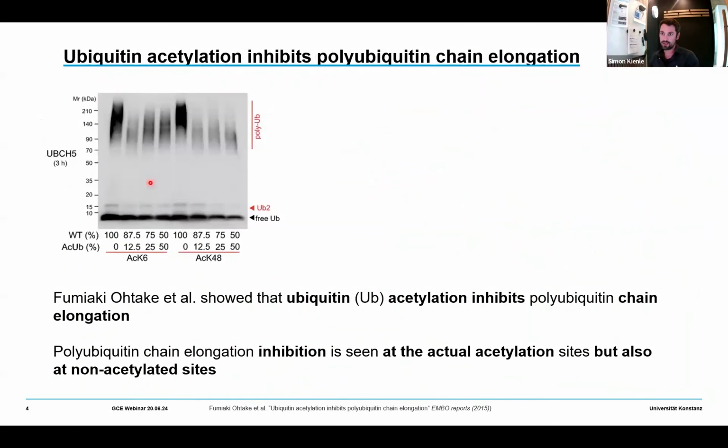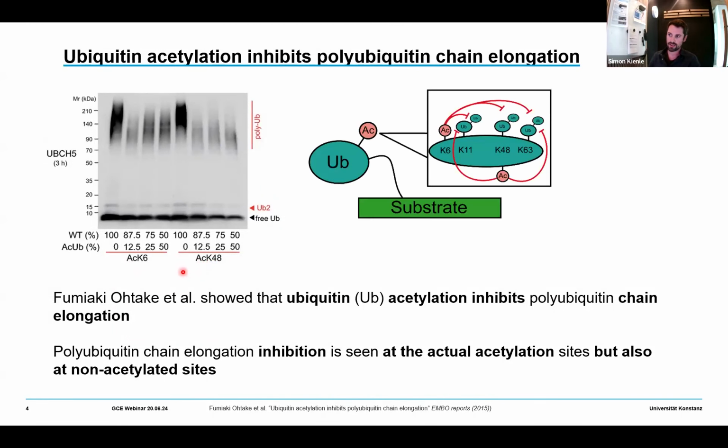So ubiquitin acetylation was first described in 2015 by Ohtake et al. And they could show that ubiquitin acetylation at position 6 and 48 inhibits polyubiquitin chain elongation at several sites. So ubiquitin acetylated at position 6 or 48 does not only inhibit the chain elongation at the respective acetylation sites, which is more obvious since the lysine residue is not available, but it also inhibited chain elongation at other sites, as summarized in this picture here.